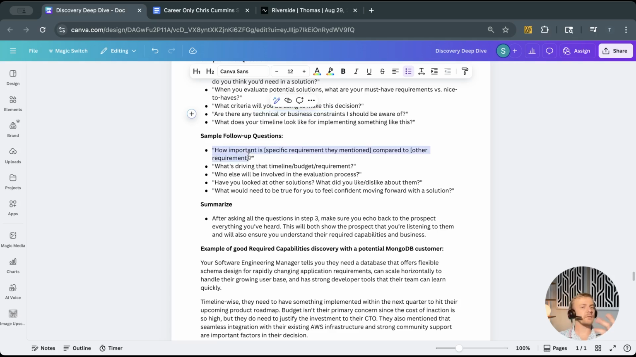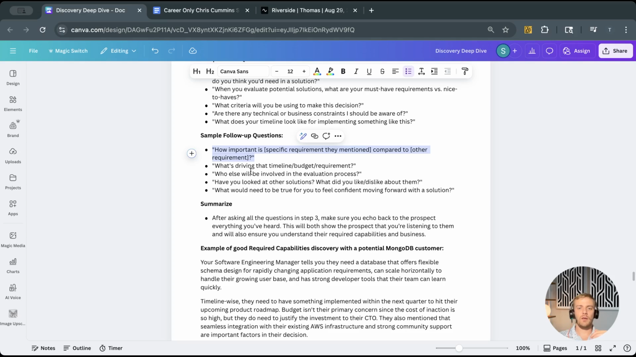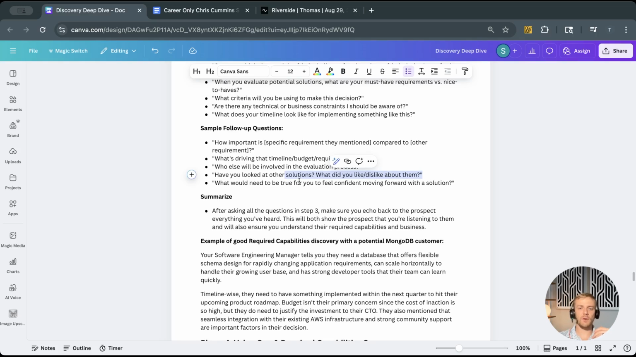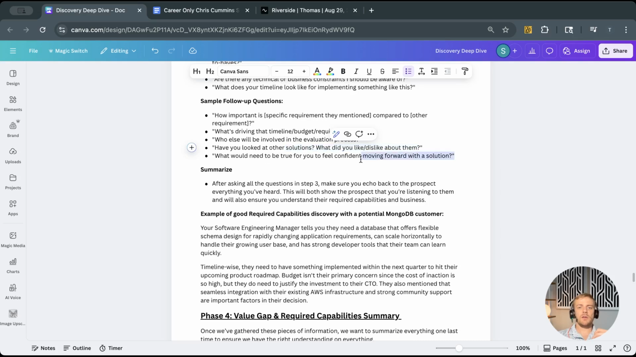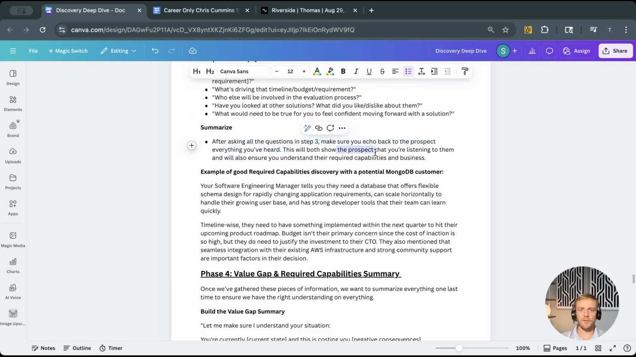And then, your classic follow-up questions. You mentioned this; how important is this feature compared to this feature? What's driving the timeline? Why does it have to be done by this time? Who else will be involved in this process? Have you looked at other solutions? Of course, you might have covered that in the current state, but you can dig a little more into what else they've done so far and why it hasn't worked. And then, what would you need in order to feel confident moving forward with the solution? So, understanding their required capabilities. And again, echo everything back; you want to show that you're listening to them.